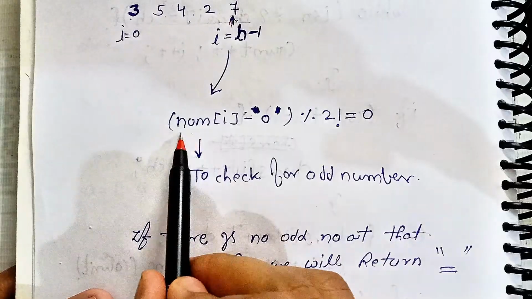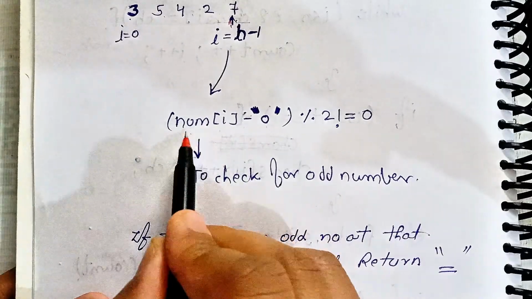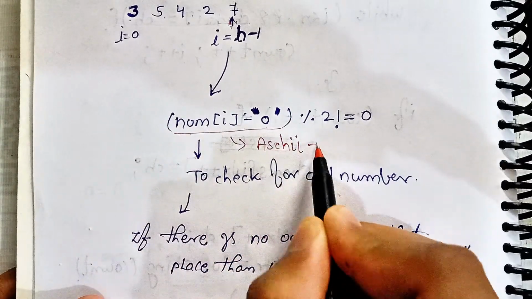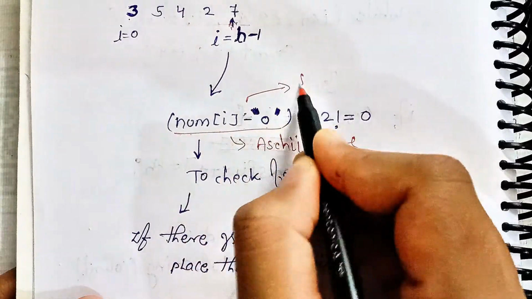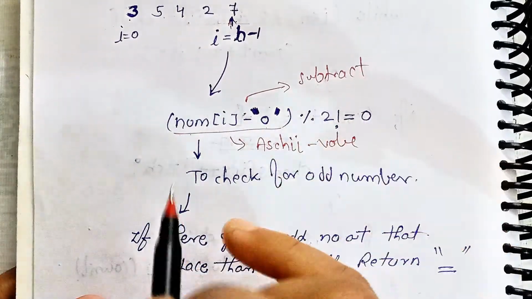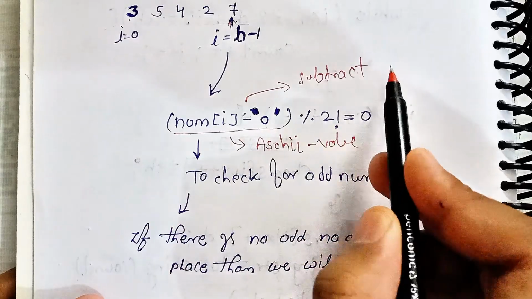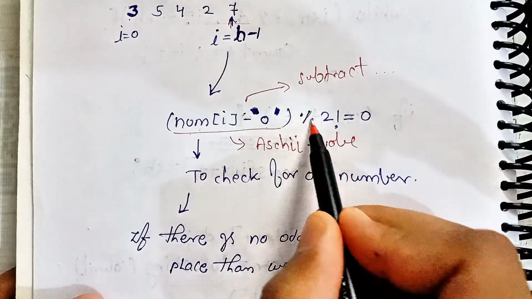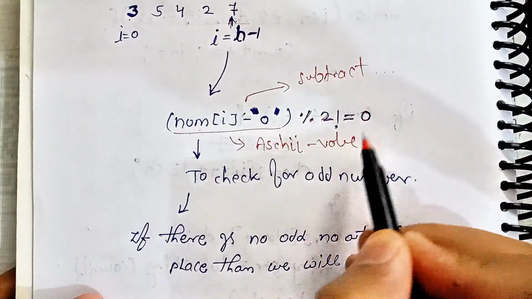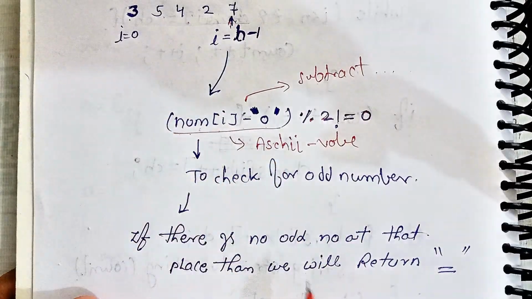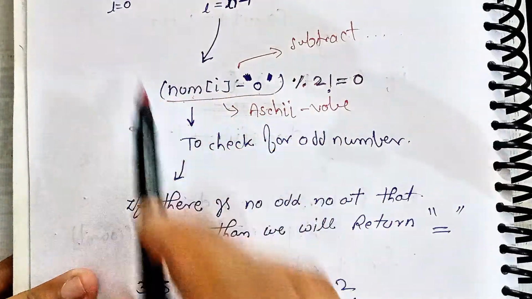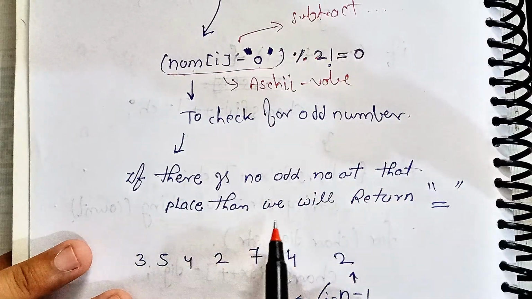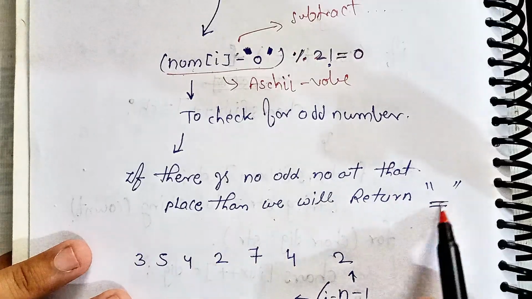So we will use here num[i] minus '0'. This is used to find the integer value of the character, because when we subtract a character from a character, it returns the integer value. So this should not be divisible by 2. Then we will return this whole string or a prefix of that string. If there is no odd number in that string, we will return an empty string.